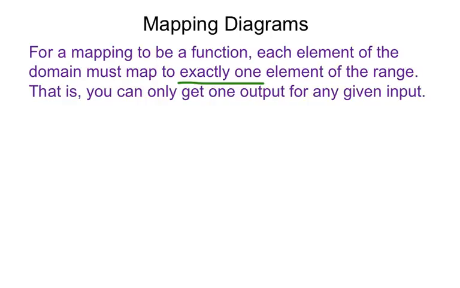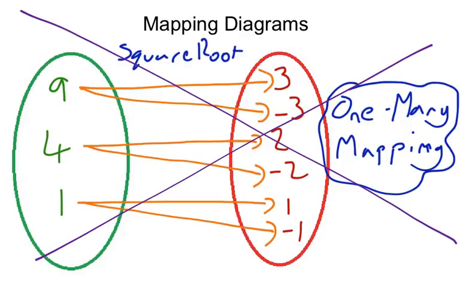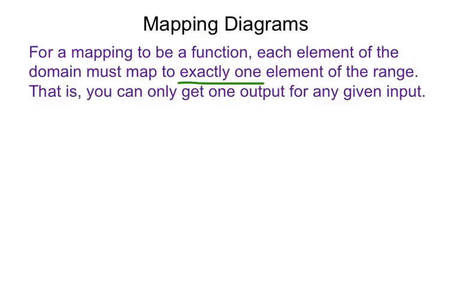Now, to check this, we could check the ordered pairs, and we can only have one range value for each domain value, or we can look at the mapping diagram, and for any value in the domain, in the green circle, we can only have one arrow coming out of it to one thing in the range. Or we can look at the graphs. Sometimes we have a graph, and we can graph functions as well.